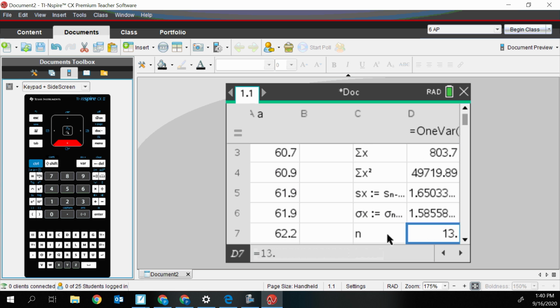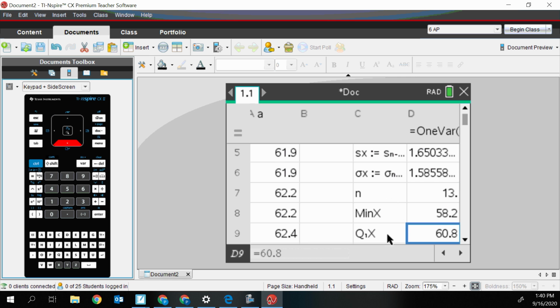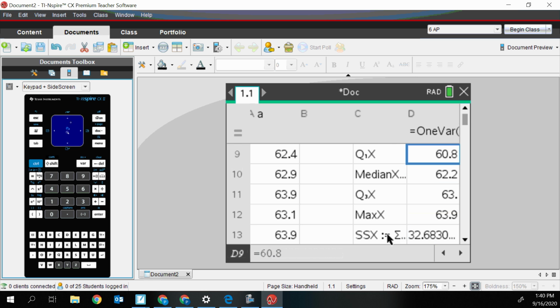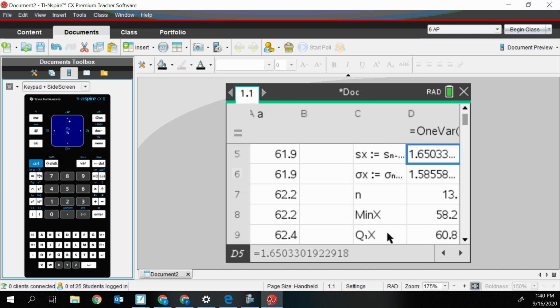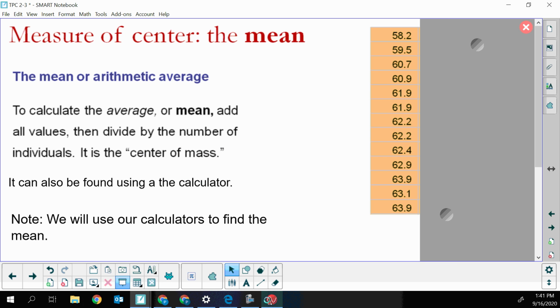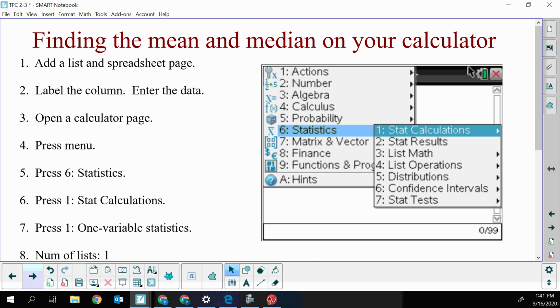The Sx and σx. Sx is your sample standard deviation. The σx is your population standard deviation. Then you've got your min, your Q1, your median, your Q3, and your max. So our median is 62.2, while our mean was 61.8. So maybe there's some slight outliers on the low end, which is why the mean is a bit below the median. All right, so that's how you would put the data in and do your one variable stats.